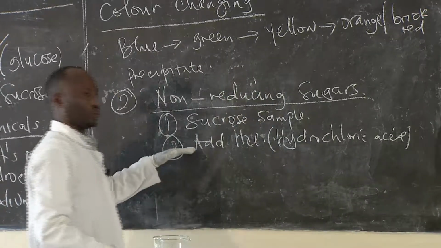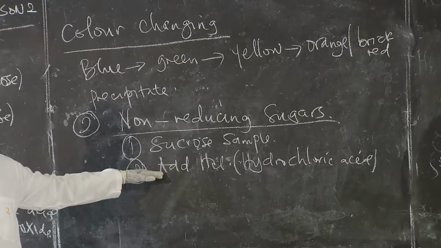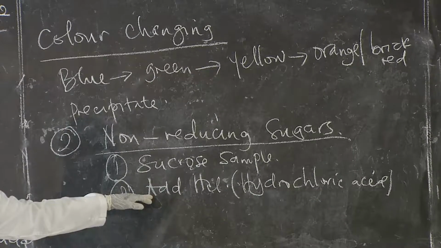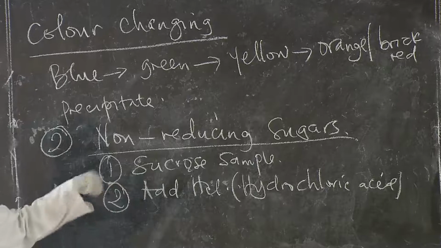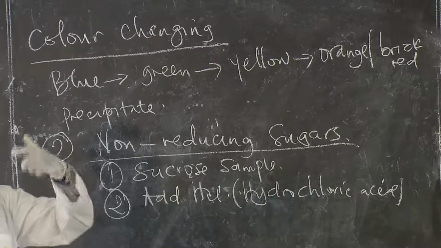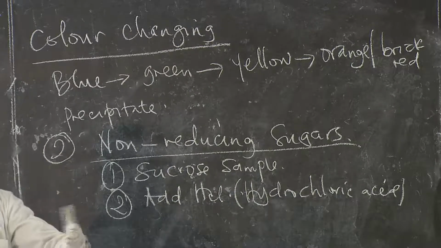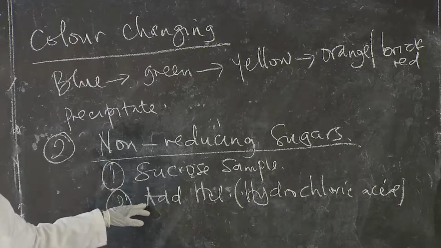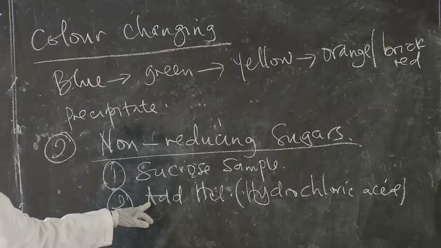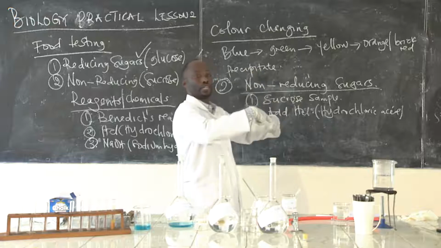Why do you have to add hydrochloric acid? I told you sucrose is a disaccharide. So once you add the Benedict solution, the color of the Benedict solution persists. Why? Because the sucrose is unable to reduce the copper ions that are present. So what we normally do is add hydrochloric acid to hydrolyze the bonds. After hydrolyzing, it breaks the bonds from a disaccharide to monosaccharides. You get the point?